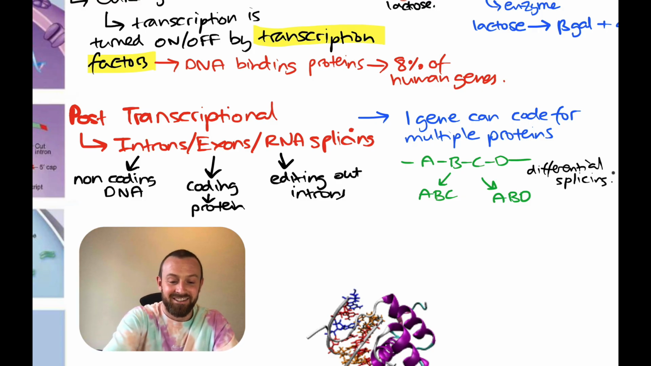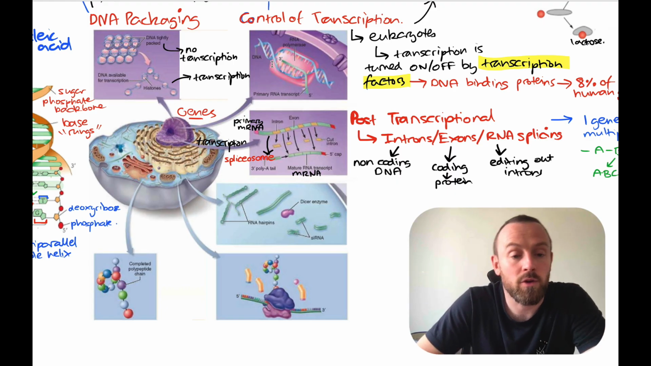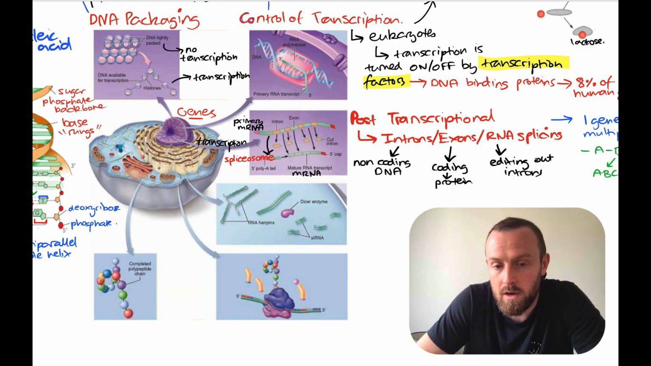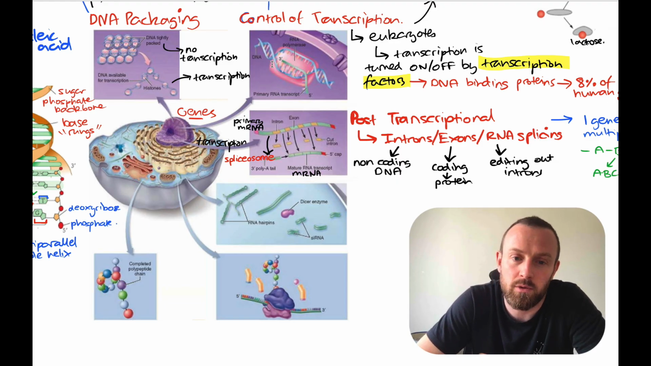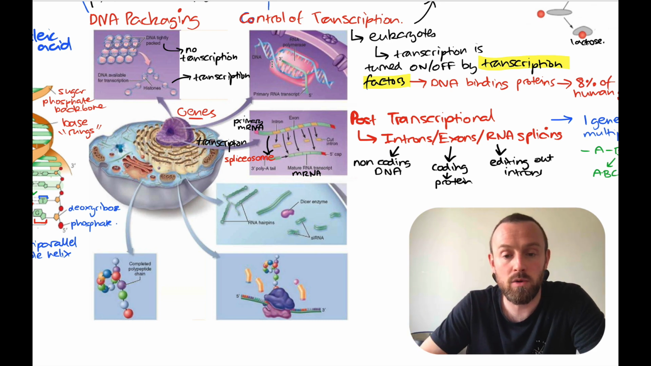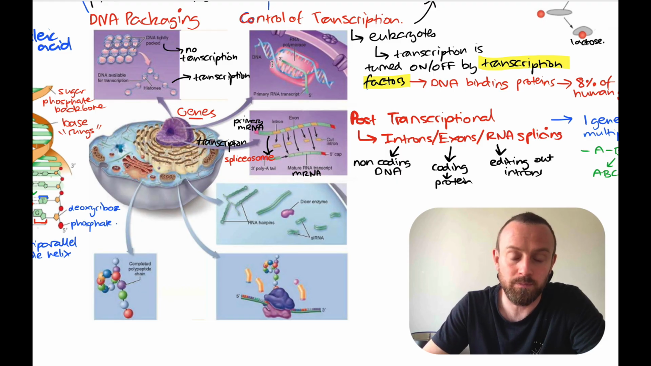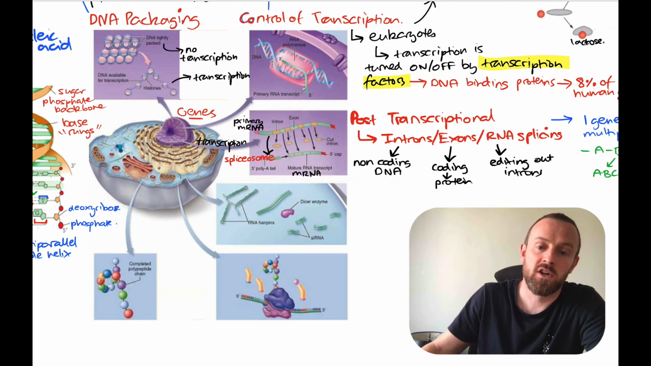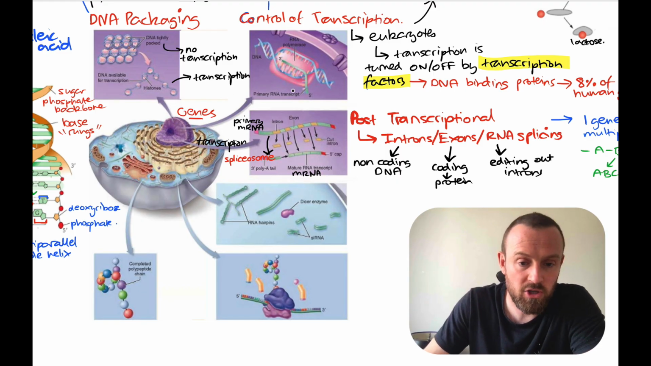Hang on a second. So up till now, those 3 ways that we've looked at have all been before translation of the protein. So they've all been to do with transcription or the messenger RNA or the DNA itself. So now we're talking about post-translational methods of controlling gene expression.